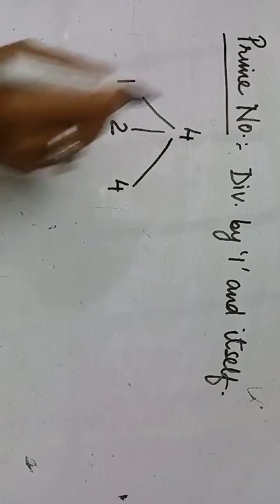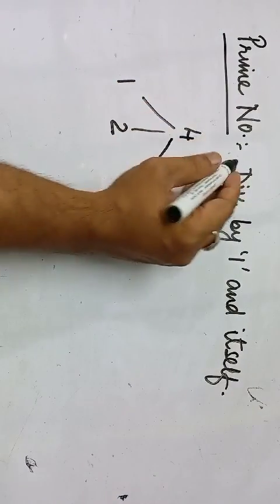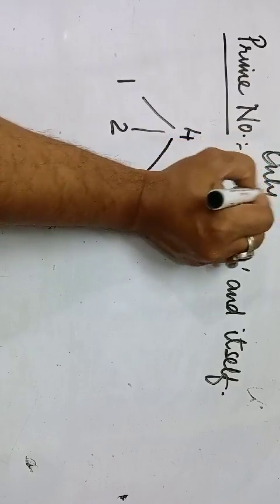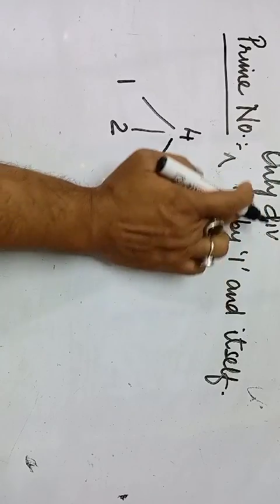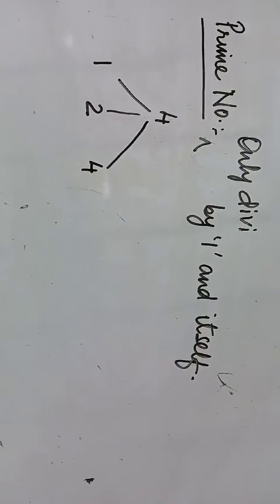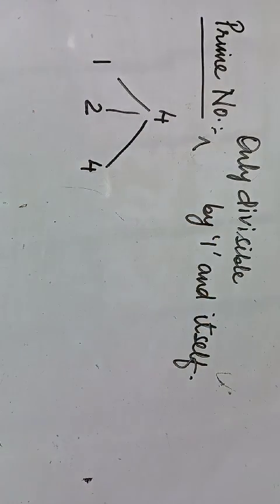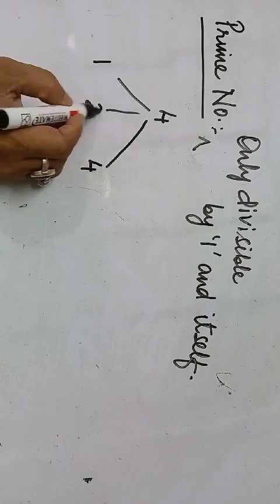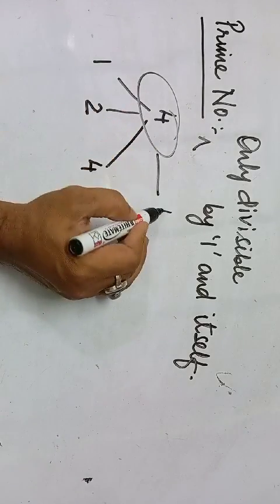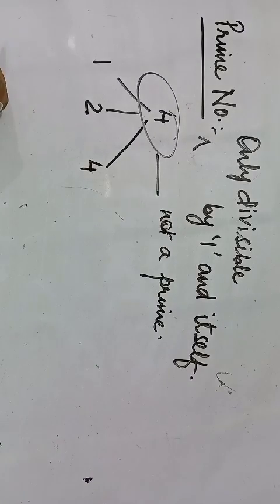So look at the definition. Prime numbers are only, so the word here that is missing is only. Please remember this, children. Only divisible by, so let me just show you this up clearly. Only divisible by 1 and itself. Okay, so if a third number, any third number is dividing our number, then that is not a prime number. That's not a prime number.